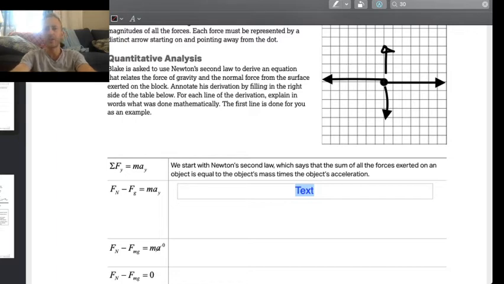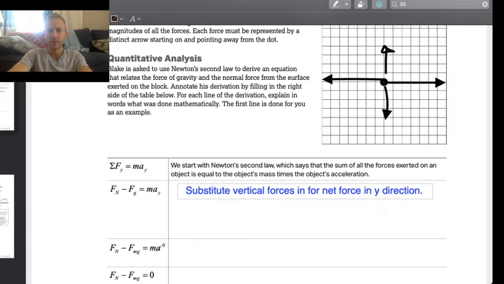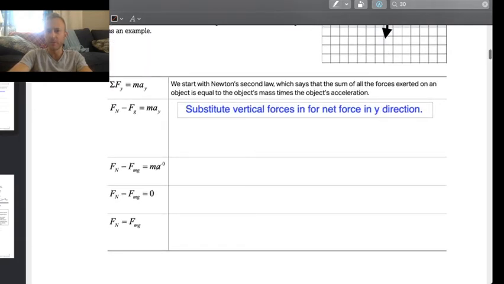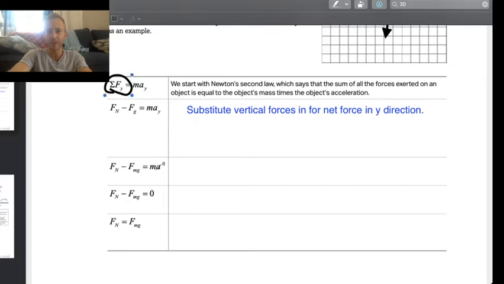So what I would say here is we substitute the vertical forces in for the net force in the y direction. Okay, so we notice how we just went from the sum of the forces in the y direction to the actual forces, normal force and gravity.